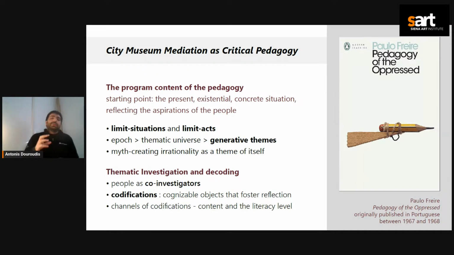Very briefly now, he proposes to define some generative themes that can be found in limit situations and in limit acts. A limit situation, as he describes, is a barrier in our everyday life to achieving a certain situation that is put from outside onto us, while limit acts are what we do in order to overcome these barriers. And in these situations there are, as we said before, challenges that can act as the content of this pedagogy, which should be constantly investigated and decoded in order for people to gain fuller awareness of these situations.